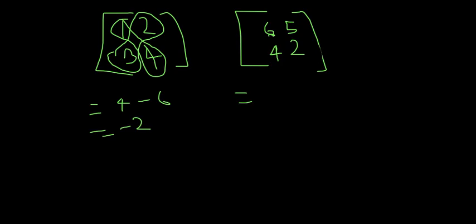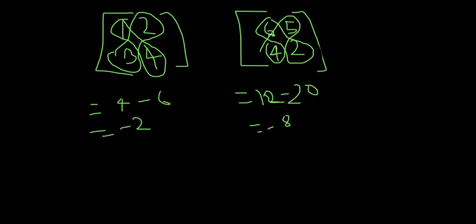And for this one, you multiply these two first, which is going to be 12. 6 multiplying 2 is 12, and then you multiply these two, which is going to be 20, so it's 12 minus 20, which is minus 8. And so there you go. That's how you do these maths of matrix.